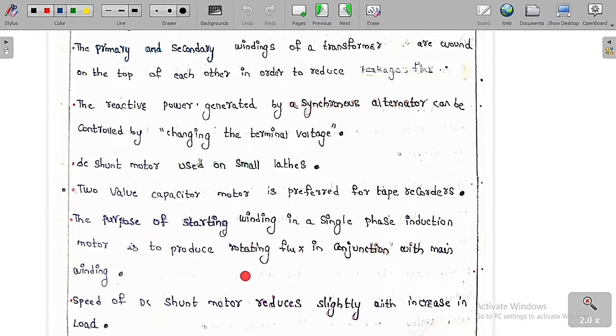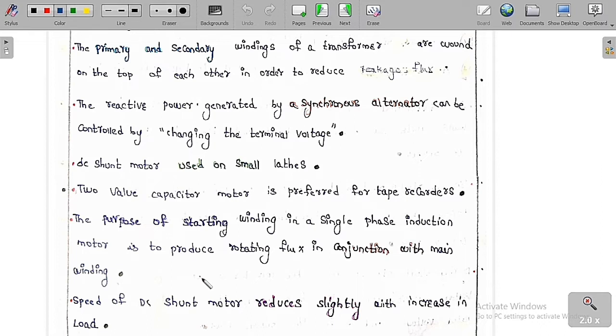Starting winding in a single phase induction motor is to produce the rotating flux in conjunction with the main winding. I already told you a pure single phase induction motor is not self-starting, because at the starting condition the rotor speed NR is equal to zero and the starting torque is also zero, so it will never produce a torque, it will never rotate. So we have to connect an auxiliary winding or starting winding in parallel with the main winding. Because of this, there are two currents, the main winding current and the starting winding current. When these two currents interact, the rotating flux is produced. So now the starting torque is obtained.